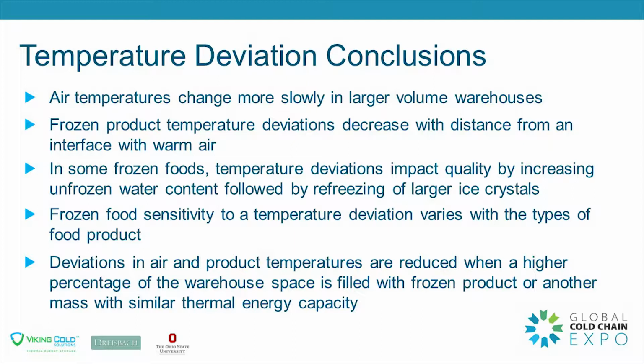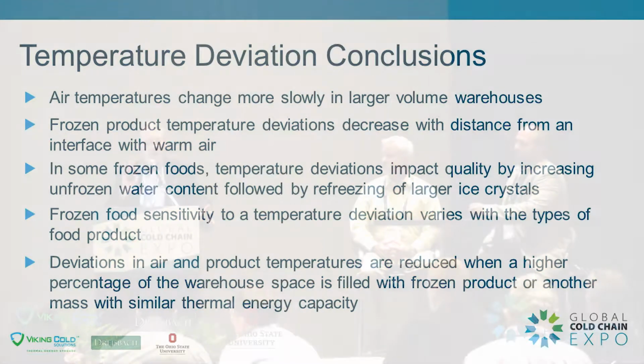And finally, deviations in air and product temperatures are reduced when a higher percentage of the warehouse space is filled with frozen product or another mass with a similar thermal energy capacity. So the idea is to keep the entire warehouse temperature as constant as possible. This removes any of the sensitivity. It even goes beyond that. During distribution, the product temperature must be protected against deviations from the one that will prolong the shelf life.